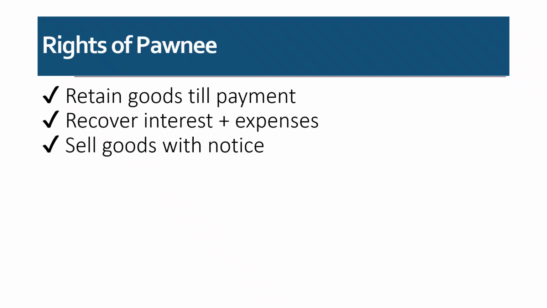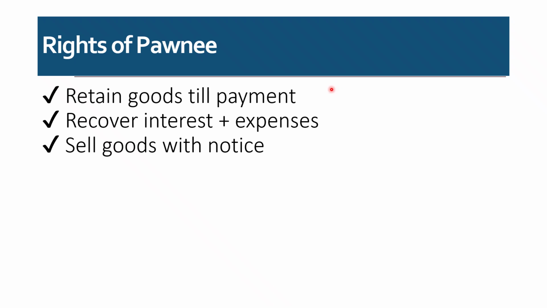There are certain rights of a pawnee. The pawnee who receives the pledged goods has strong rights under the law. The first is the right to retain the goods. He can retain the goods until the payment is made with interest. Right? So the pawnee can retain goods until the debt along with interest is paid.